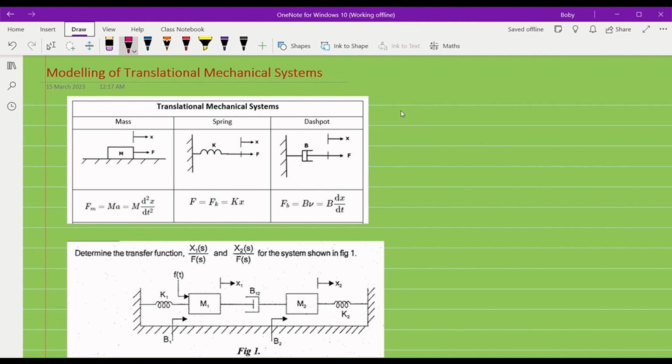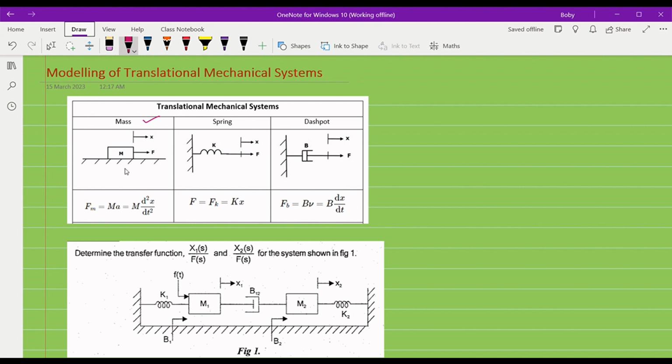Modeling of translational mechanical system. So today we are going to take a tutorial example related to modeling of translational mechanical system. We all know that in the translational mechanical system there are three different elements. First one is known as mass, second one is known as spring, third one is known as dashpot.